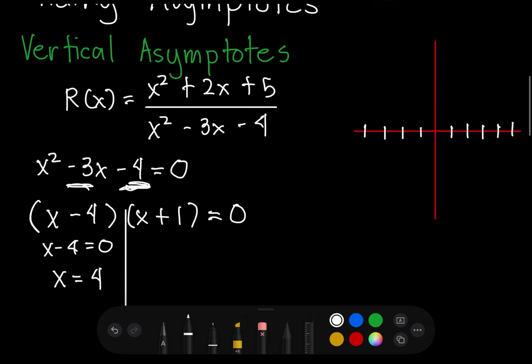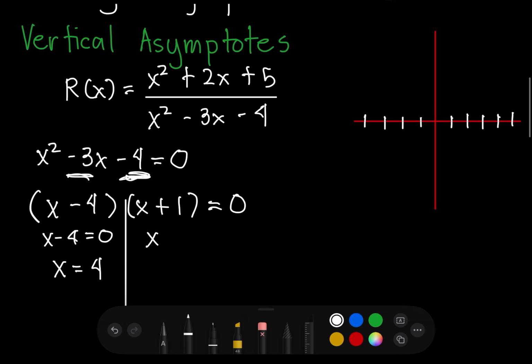And on this one, x plus 1 is equal to 0. Transpose 1 to the other side. And mababago yung sign niya, of course, that is x is equal to negative 1. Therefore, ang vertical asymptote natin on that function, that rational function, is at, vertical, VA na lang. The VA is at x is equal to 4 and x is equal to negative 1.